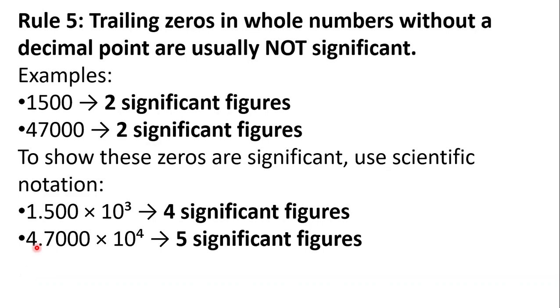And therefore, 47,000 written in scientific notation is 4.70000. We have made the zeros significant, so this whole number now has 1, 2, 3, 4, 5 significant figures.